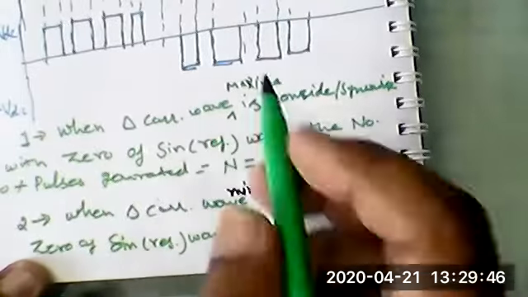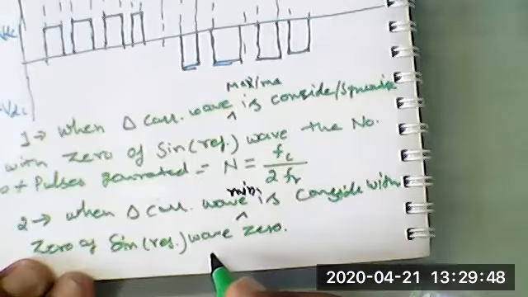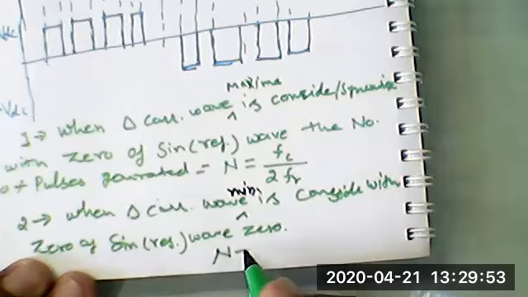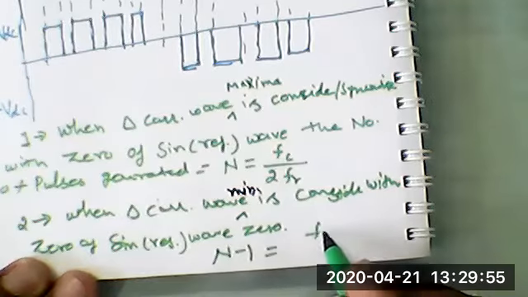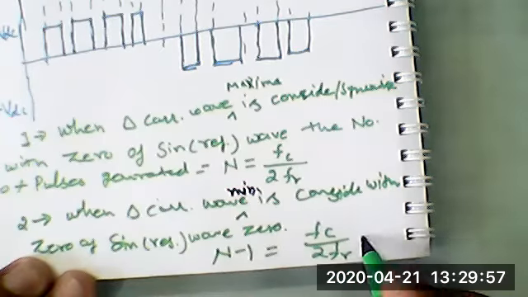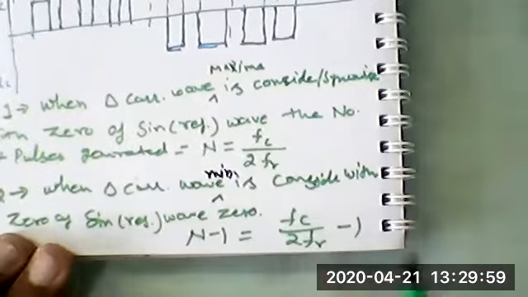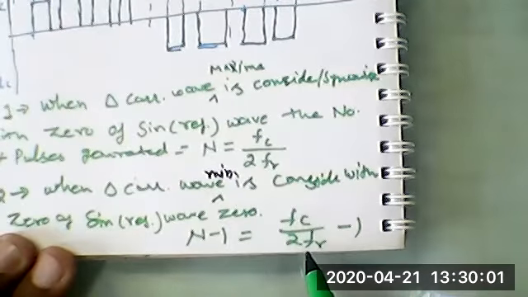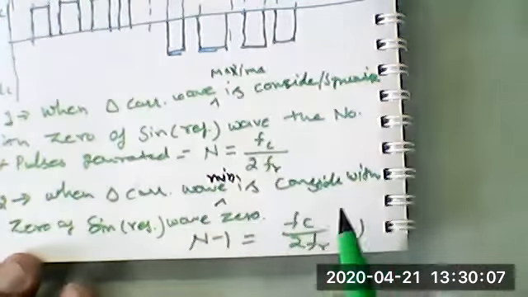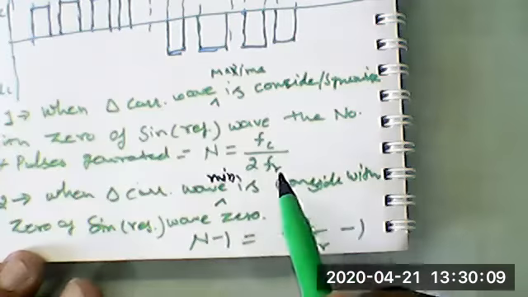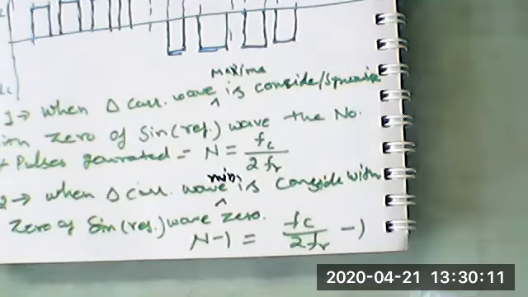Then how much would be the number of pulses? The number of pulses would be N minus 1, which is equal to fc upon twice fr minus 1, right? Now the effect of this is on the harmonic pattern of the output.